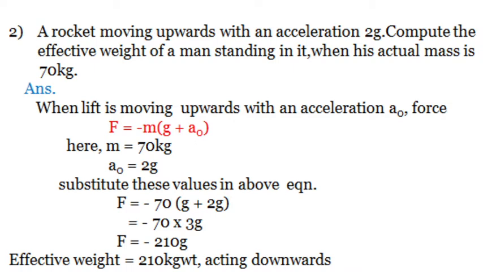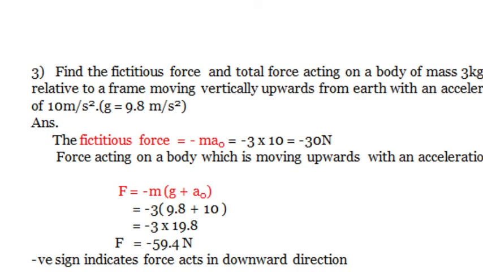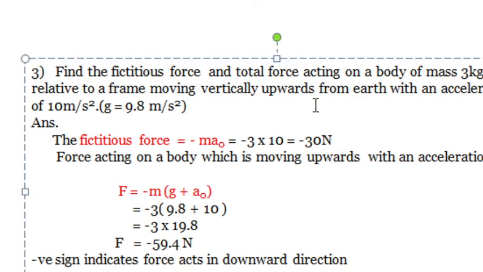So g in the numerator is 9.8 and we have 1 by 9.8. This 9.8 cancels out. So we get effective weight as 210 kilogram weight. That's 210 kilogram. This minus sign denotes that this force is acting in the downward direction. In this question also we have the equation minus m(g plus a0). This is a simple question, and I am moving to the third question, that is find the fictitious force.